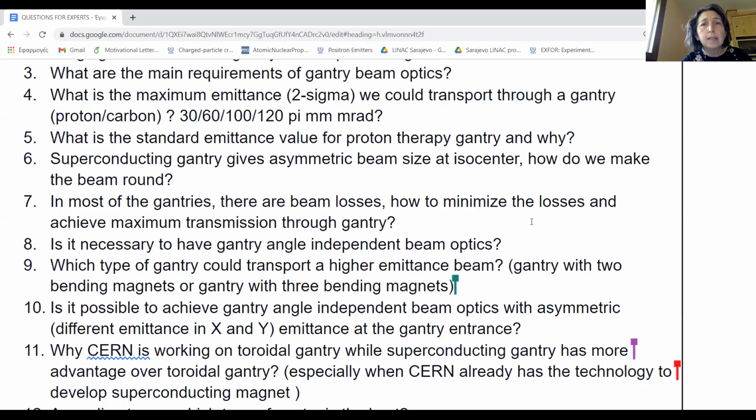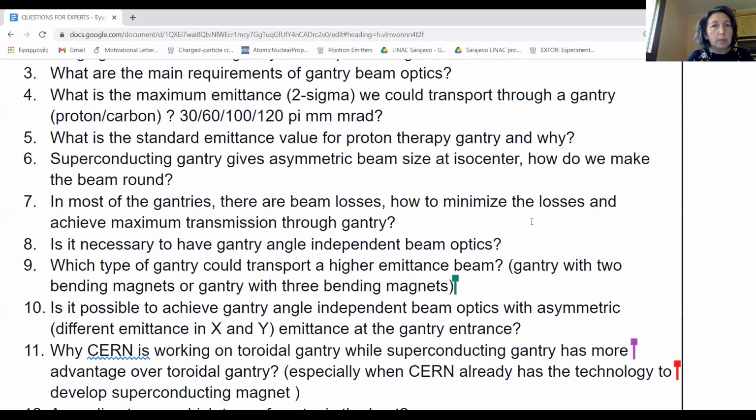In normalized conditions, isn't it? It depends. Let's assume that we have a normalized 1 micrometer emittance. We multiply by a factor of 4 to take into account the full beam. And then you have the aperture of the magnets accordingly. If your magnets are larger, you can transport more. What are the standard emittance values for a proton therapy gantry and why? Same as before, it's around 1 micrometer normalized RMS.